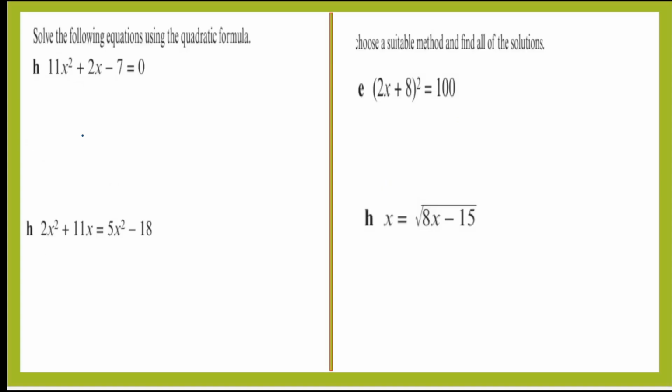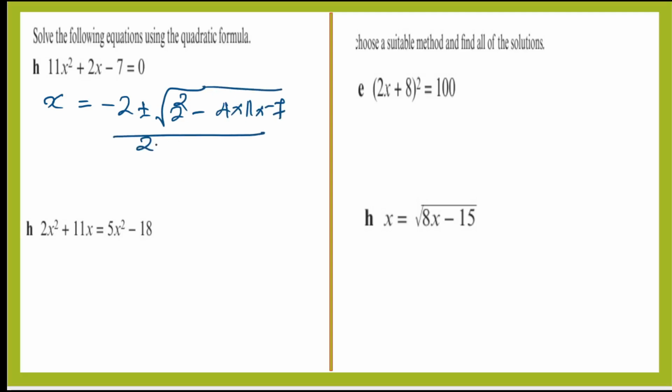Now solve by using the quadratic formula: 11x square plus 2x minus 7 equal to 0. Let's use the formula x equal to minus b plus or minus root of b square minus 4ac by 2a. That's x equal to minus 2 plus or minus root of 2 square minus 4 times 11 times minus 7, by 2 times 11.